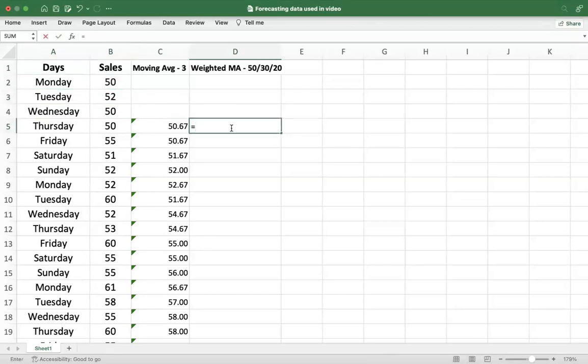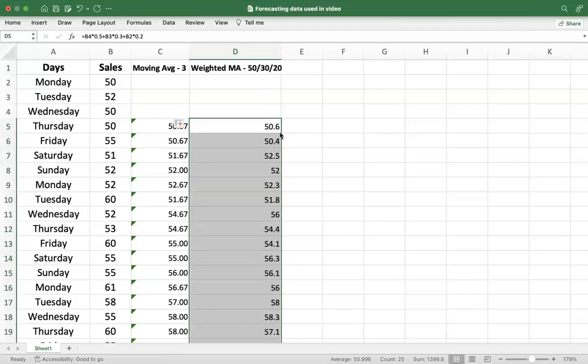The formula will be equal to Wednesday times 50%. 50% is also 0.5, plus Tuesday multiplied by 30%, which is 0.3, plus the Monday value, which is the oldest one, multiplied by 20%, which is 0.2. If I hit enter, it gives me 50.6. Then again, just drag it or double click and the whole column will be filled. So this is our weighted moving average.